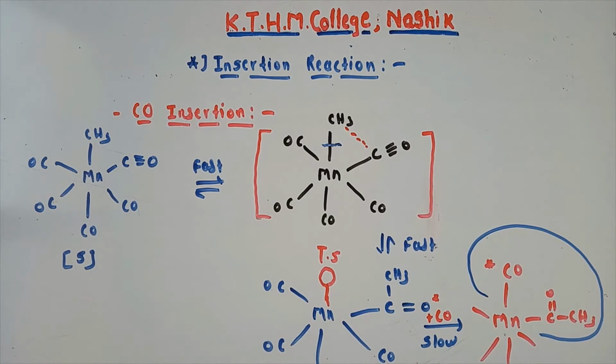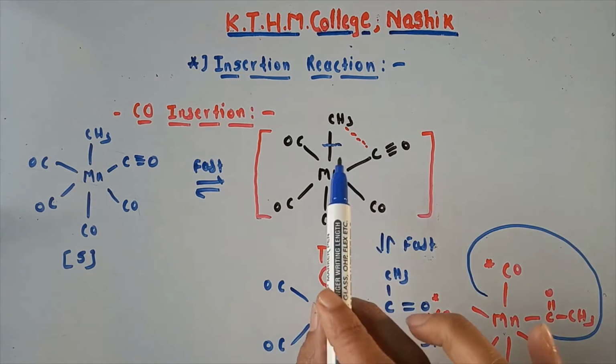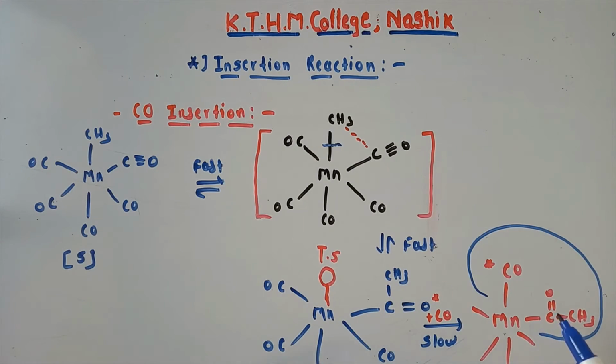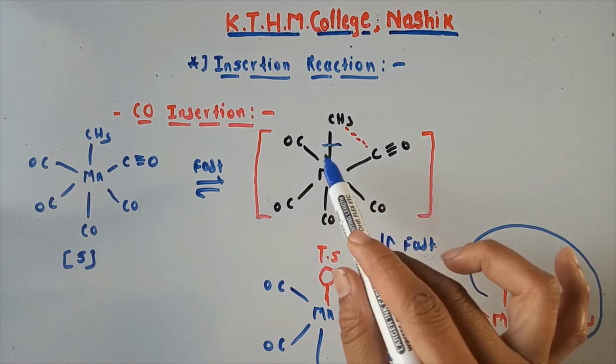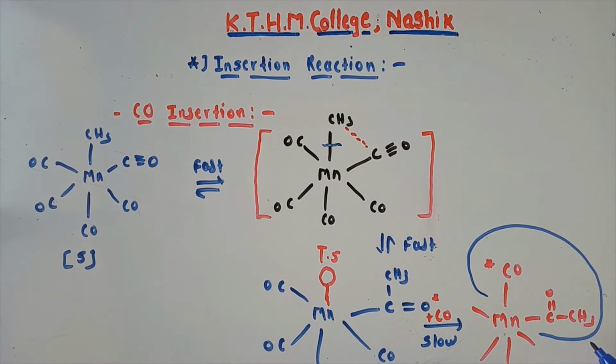Here is the breaking of the metal alkyl bond, which gives the metal acyl. Here is the weakening of this bond during the formation of the transition state, which gives the metal acyl group, that is Mn=C double bond O CH3. This is the actual mechanism for carbonyl insertion.